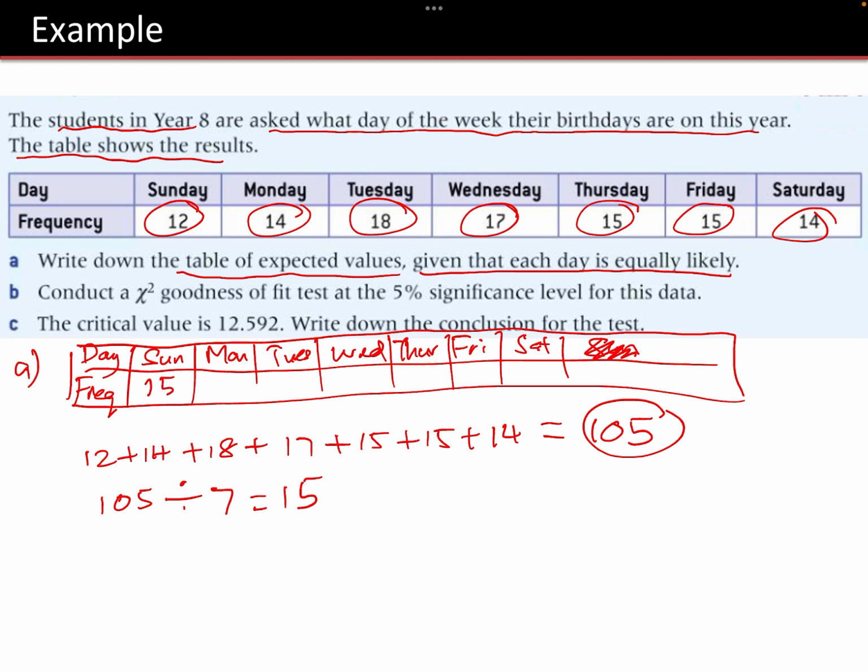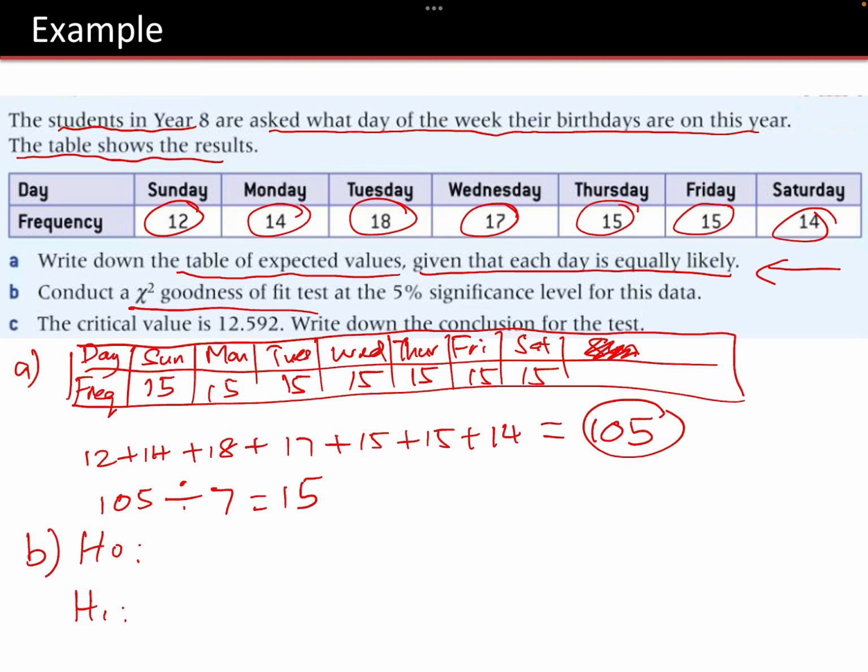So what we're expecting is that there should be 15 students who should have birthdays from Sunday to Saturday, because it says that each day is equally likely in this case. So we're going to perform a goodness of fit test in part B, and we're going to formulate the null hypothesis and the alternative hypothesis. The null hypothesis is that we always take the information about what is expected in the question, and it says that each day is equally likely.